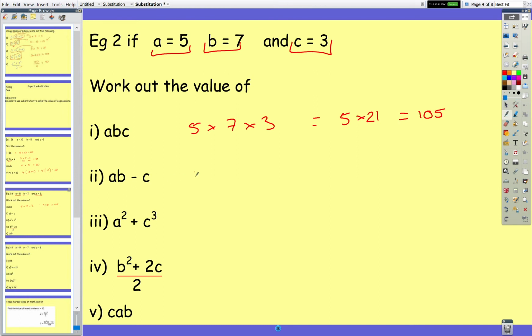My next one is 5 times 7, and then subtract 3. So we've got 35 minus 3. Again, using BODMAS, we do the multiplication first, and that gives me 32.